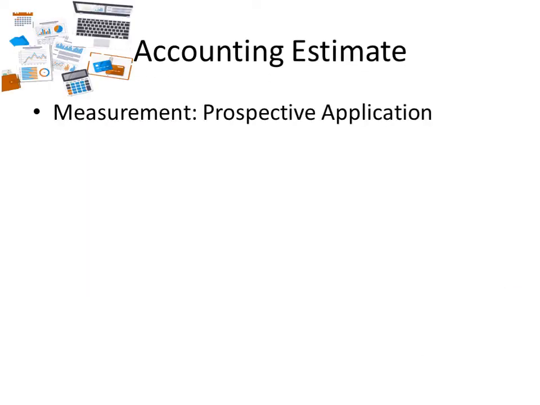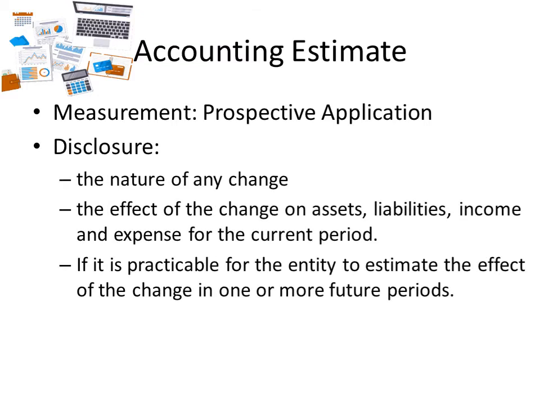So, accounting estimate measurement is usually a prospective application. It affects only the current and the succeeding financial statements. For the disclosure, we disclose the nature of any change. Why do we change the provisions or the life?